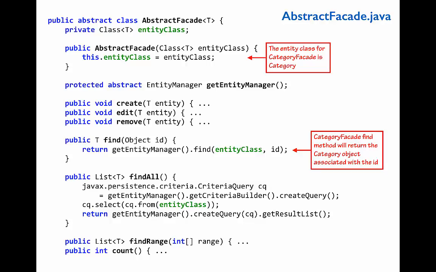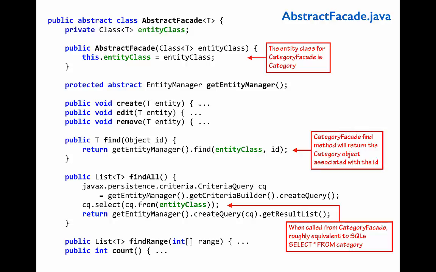There seems to be a lot going on in this method, but the second line is the key to understanding what is happening. It is similar to a select star from table query in SQL. Therefore, as used by a category facade, this line is roughly equivalent to select star from category.